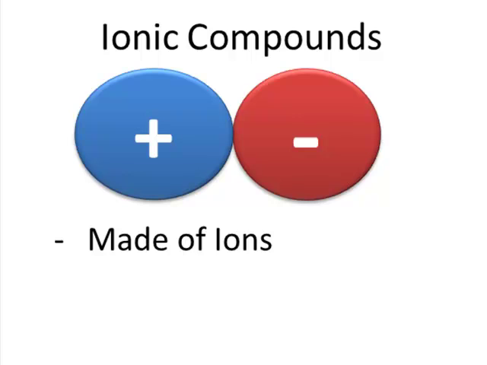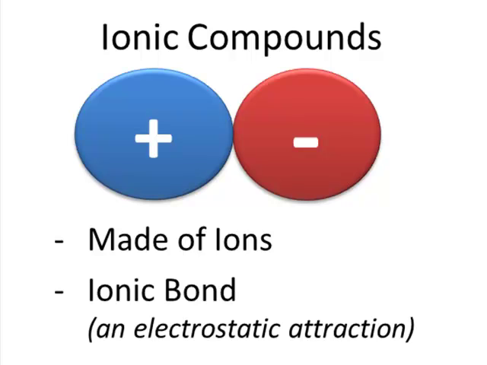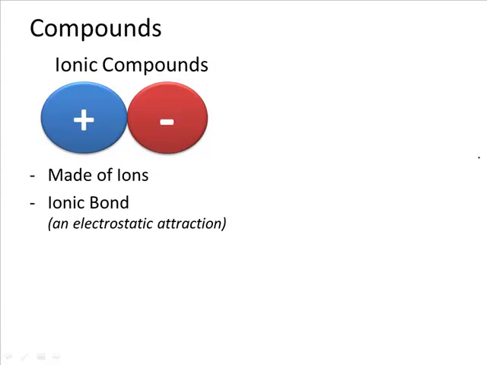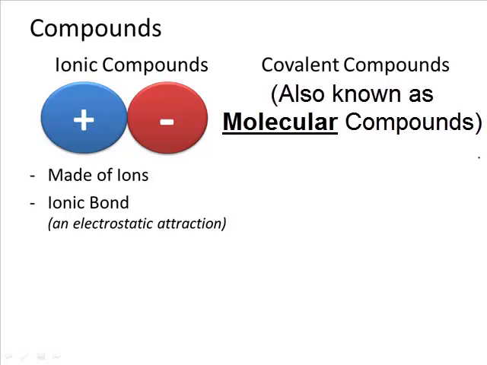The attraction between a cation and an anion is what's called an ionic bond. Ionic bonds are simply an electrostatic attraction between opposite charges. In this section, we'll focus more on a different type of compound. These compounds can be called covalent compounds, although occasionally you'll also hear them referred to as molecular compounds.